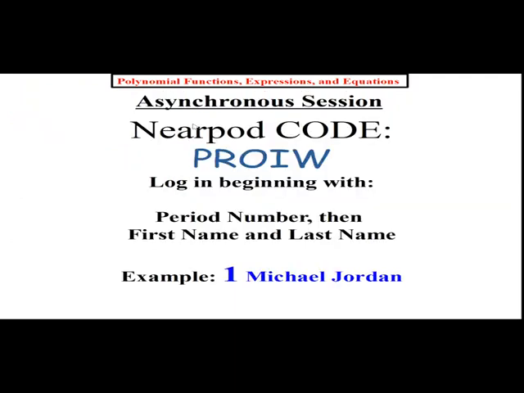Once again, your asynchronous code. Your previous home play was 316, 317, evens only. Once again, make sure you turn that into Canvas. And our home play for tonight, pages 329, 330, numbers 5 through 11 only.